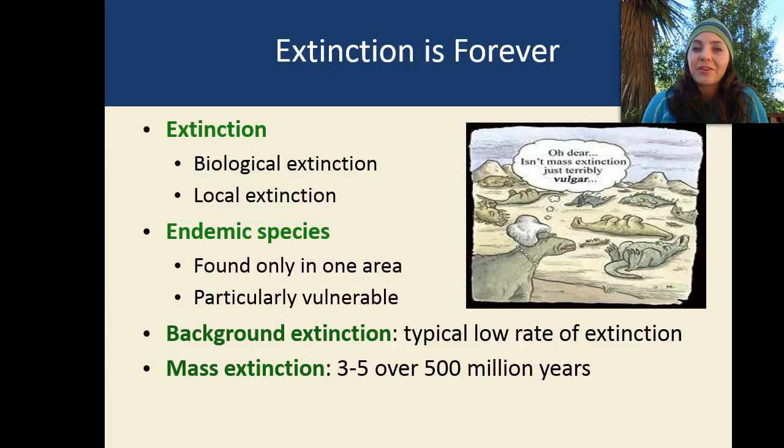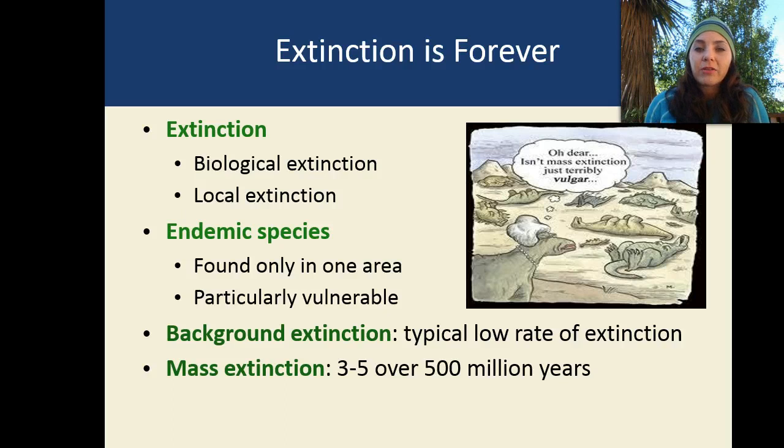Another thing I want to make sure you guys understand is that extinction is forever. We do have different types though. So for extinction, we have biological as well as local. Biological extinction means that every single living member of a specific species has gone extinct. So for example, with a specific species of frog, every living individual of that frog has gone extinct. Local extinction would be that species of frog just becoming extinct in a specific geographical region.